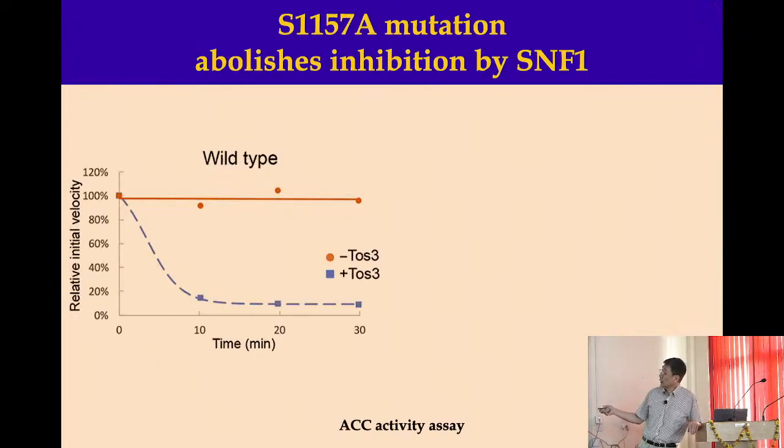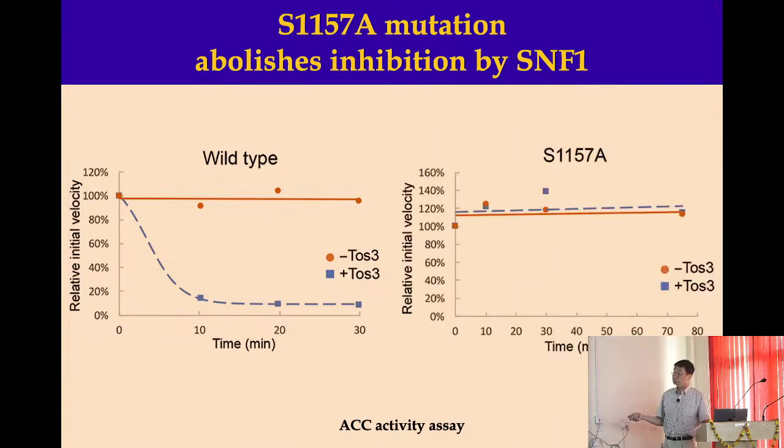So you can see the wild-type enzyme without TAK1 is active over 30 minutes, no problem. It's fine, it stays active. But once you add TAK1, which phosphorylates SNF1, which in turn phosphorylates ACC, within 10 minutes, the enzyme is dead. So we know that. So now we make a mutation of that serine to alanine. Over 80 minutes, in the presence of TAK1, you don't see any decrease in activity. So that means that serine very likely is the only phosphorylation site in yeast ACC.